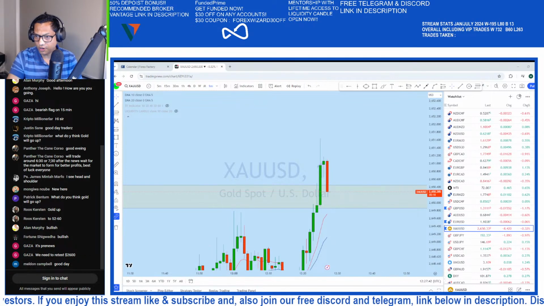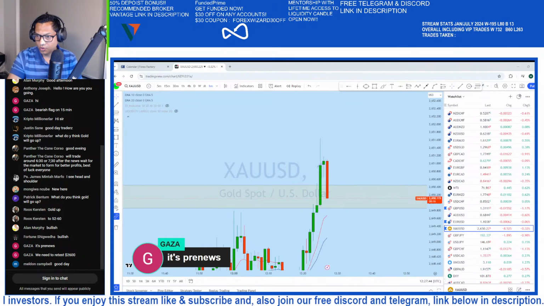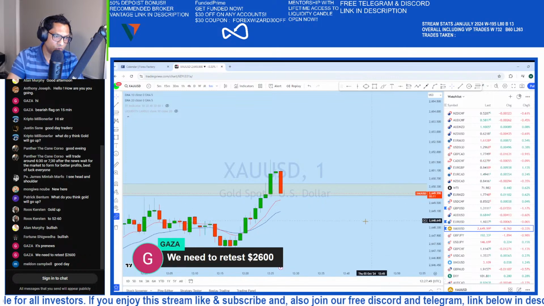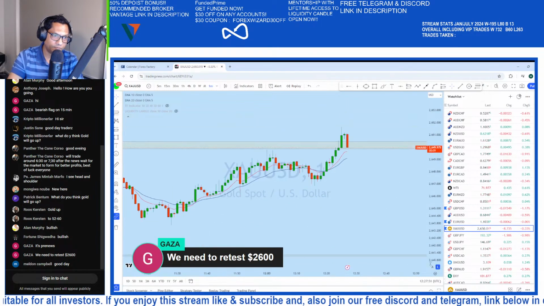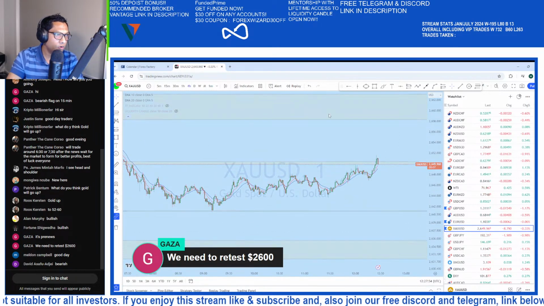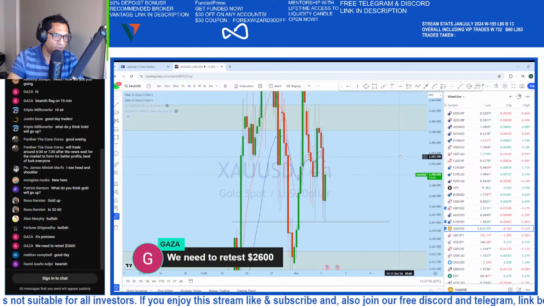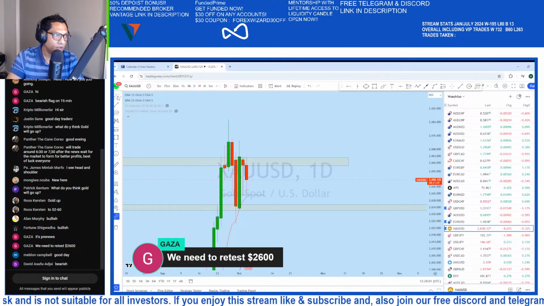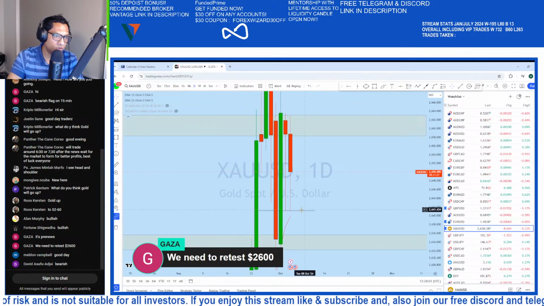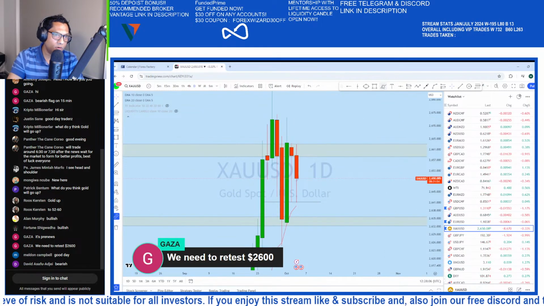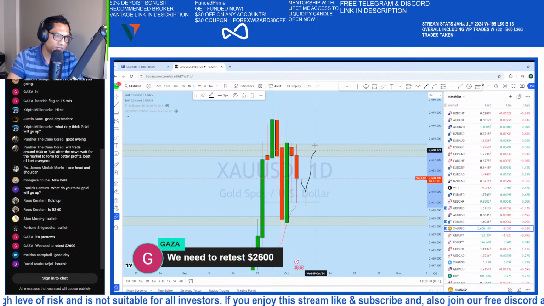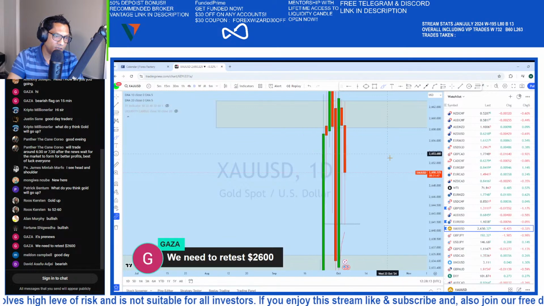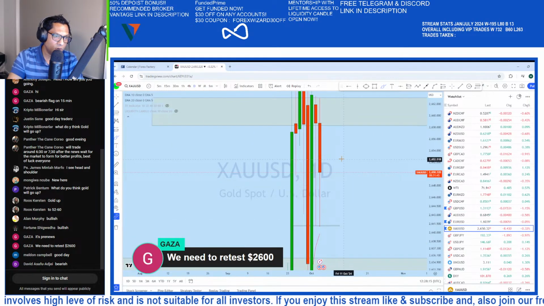250, bullish. Okay, we need to retest 2600. It's too low, 2600 is here. If you go to 2600, if I look at the daily, this is the daily support. Because it's a daily support, we may see the market bouncing back up to the resistance line from that daily support.